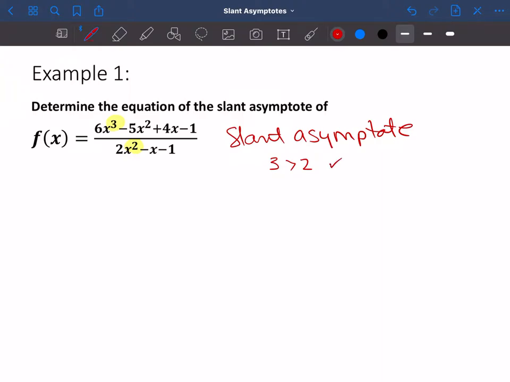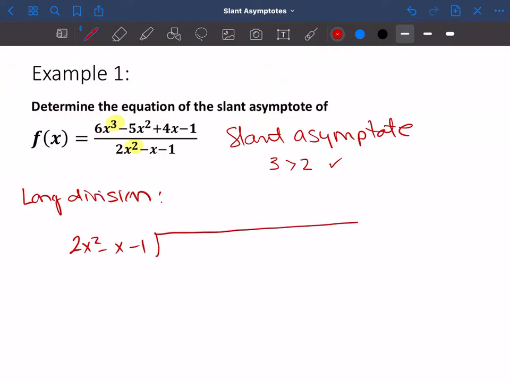All right, so now how do we find that slant asymptote? We use long division. So let's set up our long division. We have 2x squared minus x minus 1, and we're going to divide that into 6x cubed minus 5x squared plus 4x minus 1.